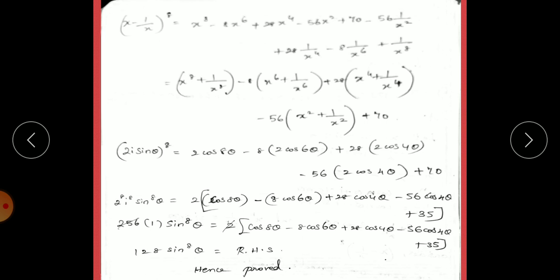x power 8 plus 1 by x power 8, minus 8 into x power 6 plus 1 by x power 6, plus 28 into x power 4 plus 1 by x power 4, minus 56 into x squared plus 1 by x squared, plus 70.